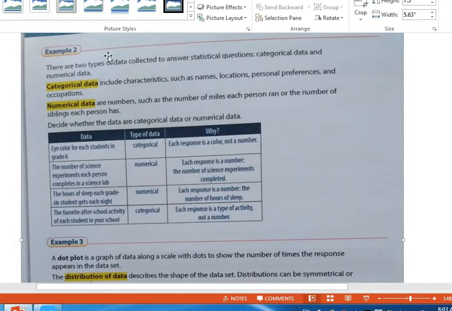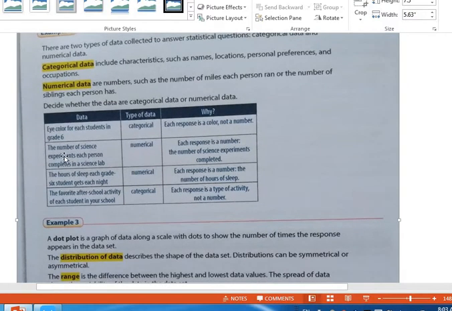In example 2, there are 2 types of data collected to answer statistical questions: categorical data and numerical data. Categorical data include characteristics such as names, locations, personal preferences, and occupations. Numerical data are just numbers, such as the number of miles each person ran or the number of siblings each person has. Decide whether the data are categorical or numerical.